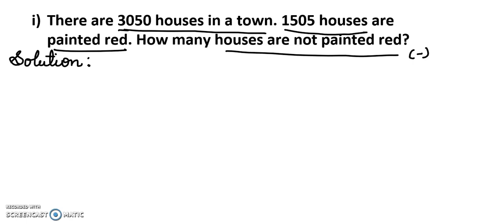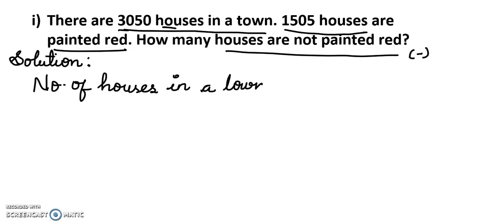Number of houses. So what have they given? Number of houses in a town. How many houses are there in the town? 3050. Write the place values: ones, tens, hundreds, next thousands.